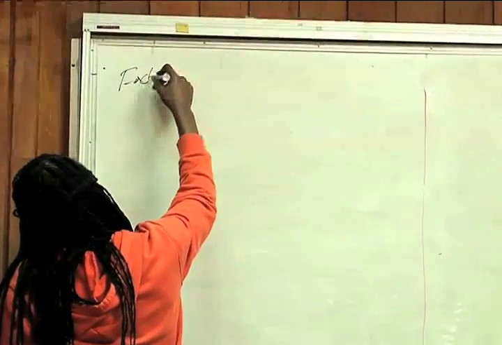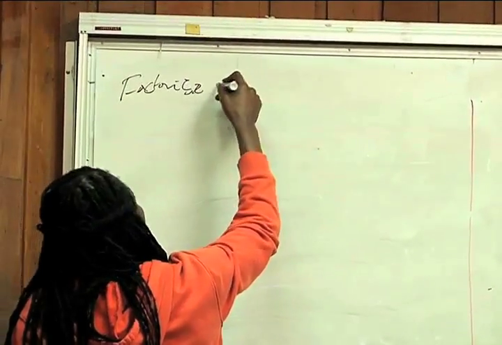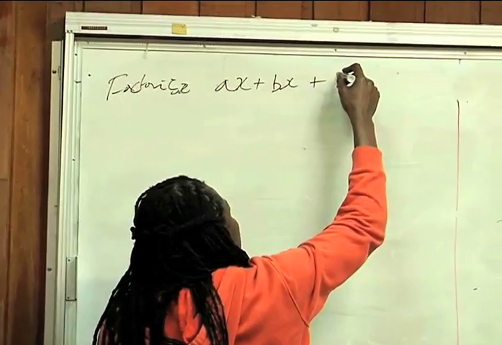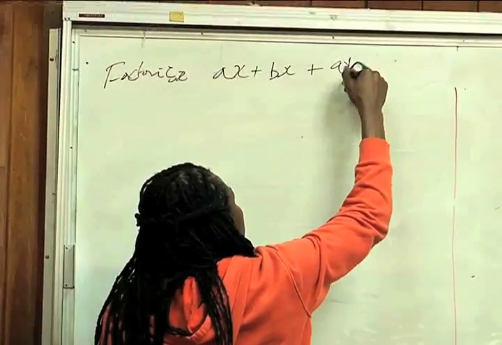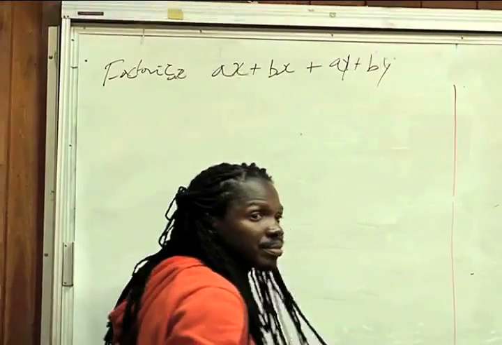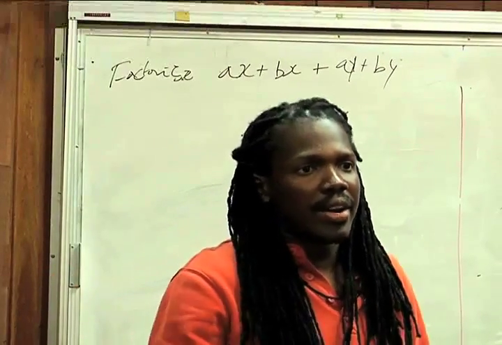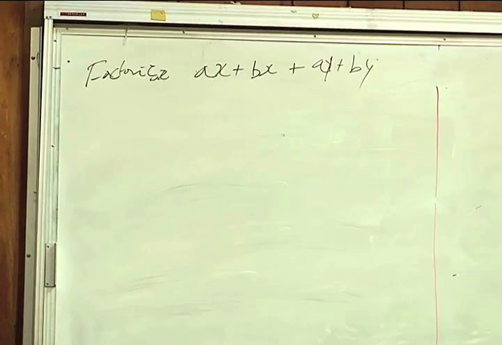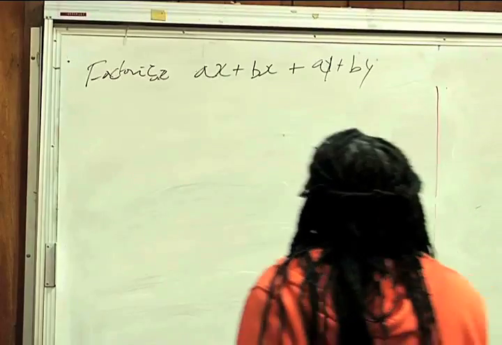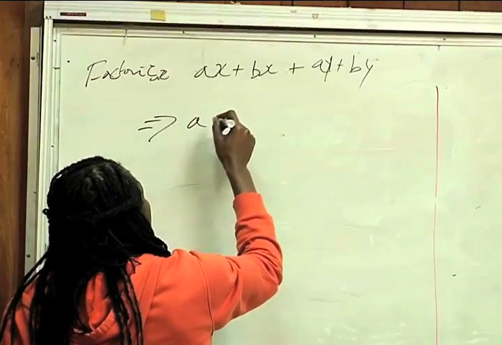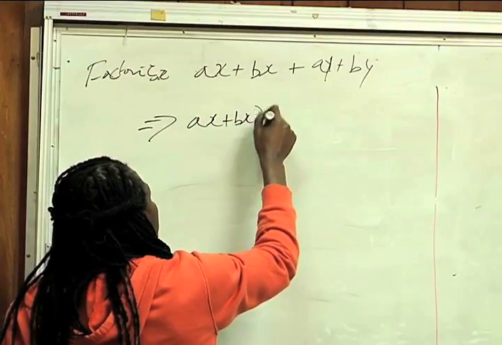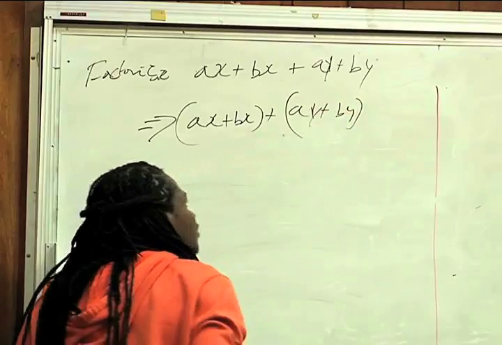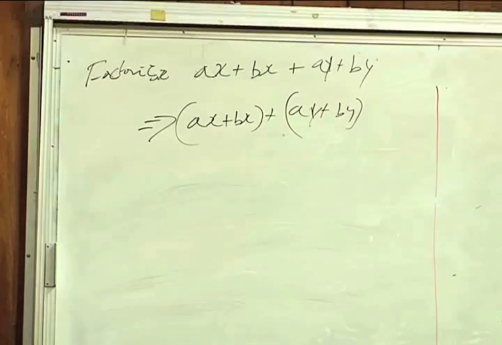Factorize a squared plus b squared plus ax plus bx plus ay plus by. That's what I told you? Yes, sir. All right. The first thing you're going to do when you see something like this is to factorize by grouping. It implies ax plus bx plus ay plus by. See that?